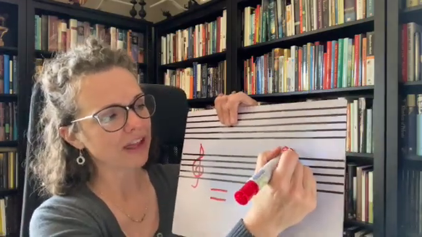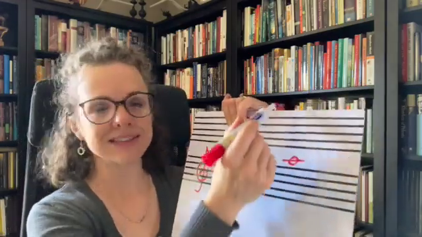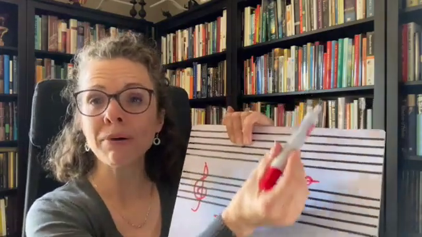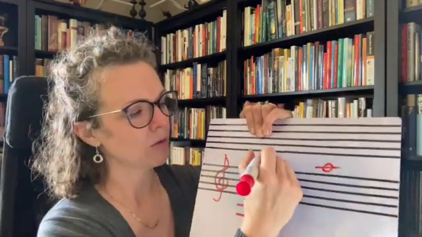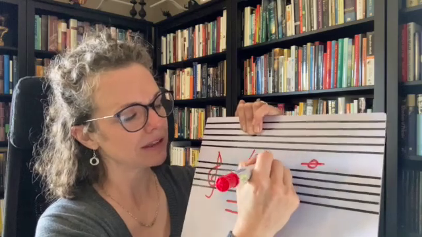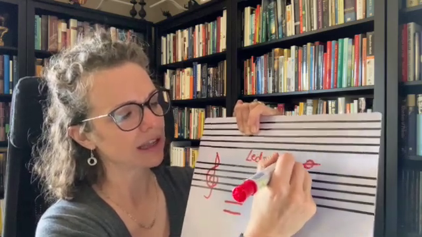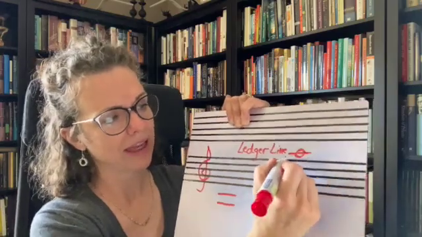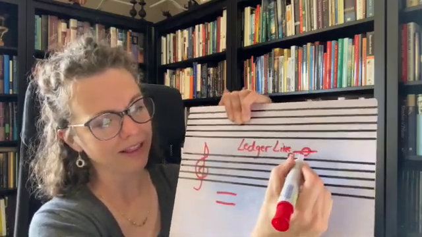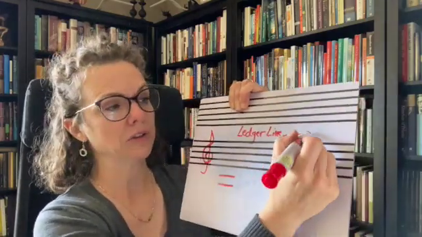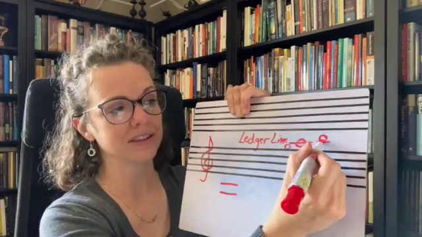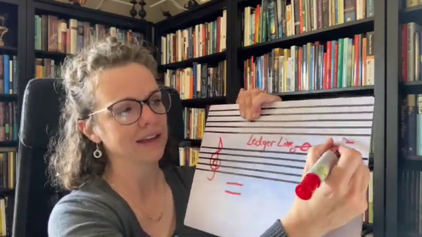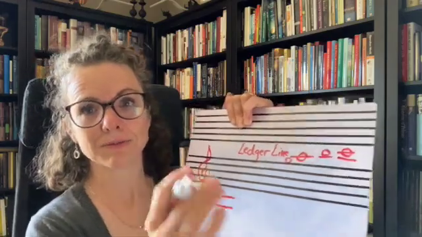So remember the ledger line extends the staff going up or going down. It's spelled like this, ledger line. And it's that little line, so we have like, here's the space note, then you draw a line, and there's your line note. Then the next space note sits on top of the line, and then on the next line, okay?